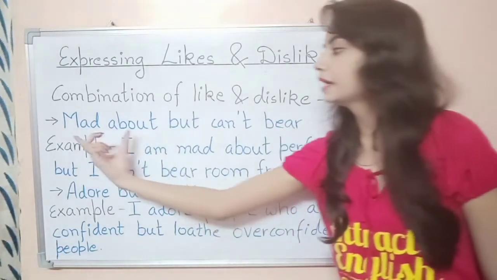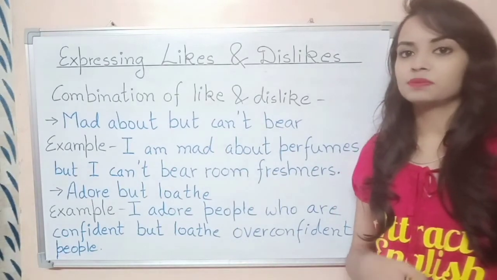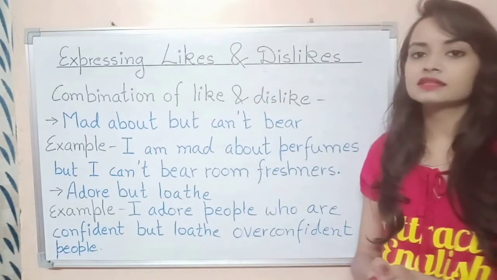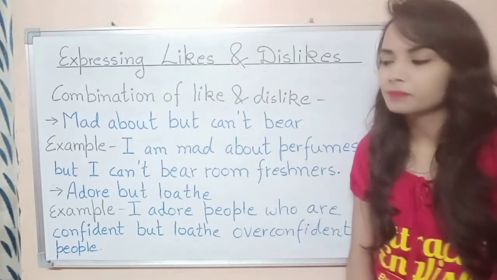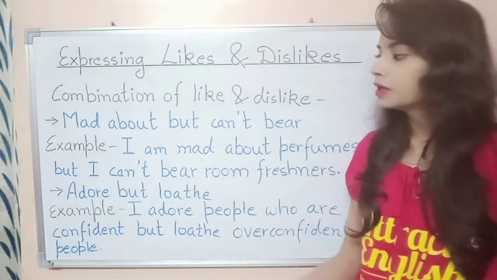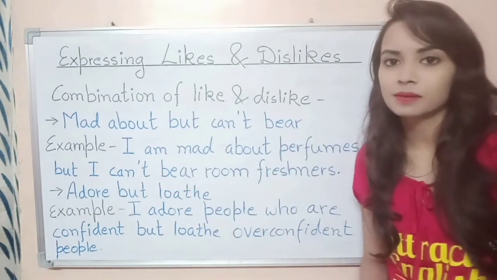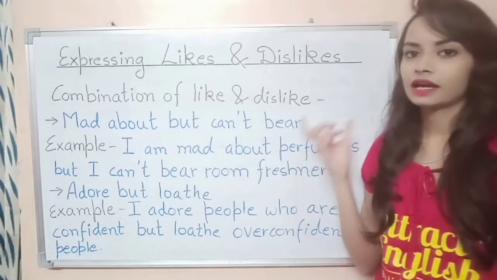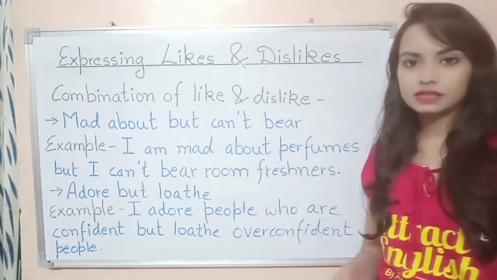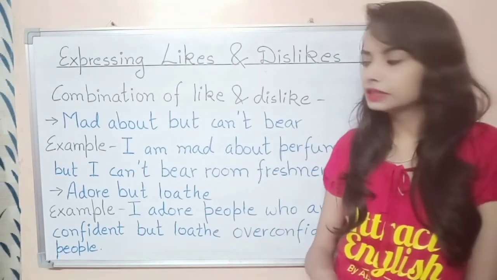It means mad about something that we like, as we talked about being crazy about something, that is to be madly in love with something. So mad about, then we'll mention the thing that we like, and then but can't bear. It means cannot tolerate something, just can't take it, and then the thing that we dislike. Let's see an example to understand better how can we use it.